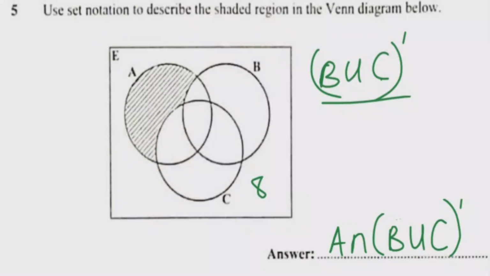B union C complement. So if you have 2 here, their answer is going to be 2, like that, so it will have 2 elements. Now, since we want just to describe the shaded part, that's why this one will be the answer.